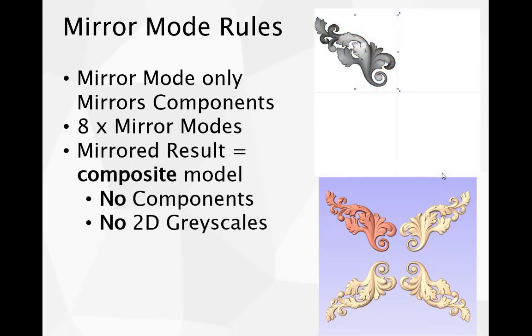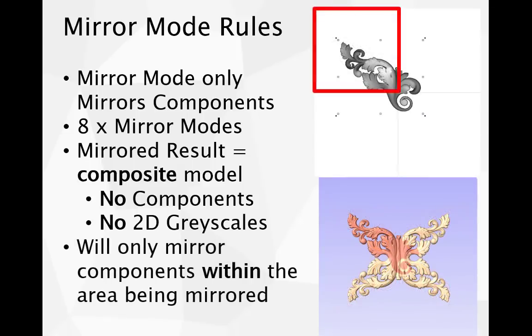In mirror mode, as I said, we can only mirror components, and the result of the mirror mode is what we see in the composite model. We don't actually create any new components in our component tree, neither do we create any new 2D grayscale components within our 2D view. And the software will only mirror components within the area being mirrored.